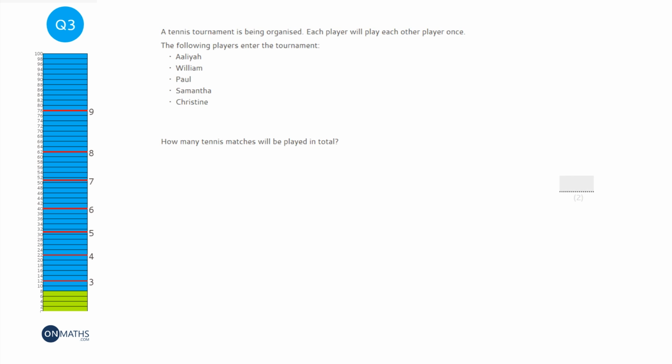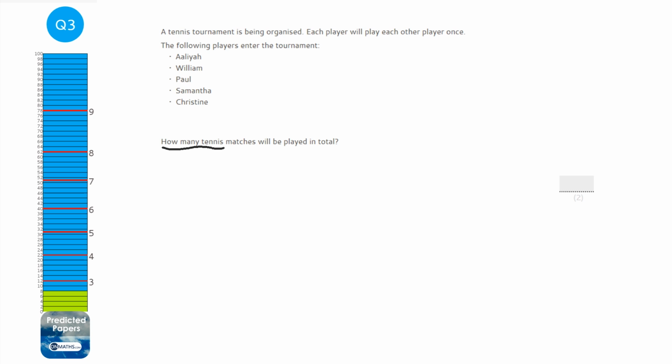So this question says there's a tennis tournament being played where each player plays each other once. And there's multiple ways of doing this. One of the ways is listing out all the different combinations. But this question only asks for how many tennis matches are being played. So you don't need to list them out, and sometimes you will need to list them out. This one you don't. So let's start off with Alia.